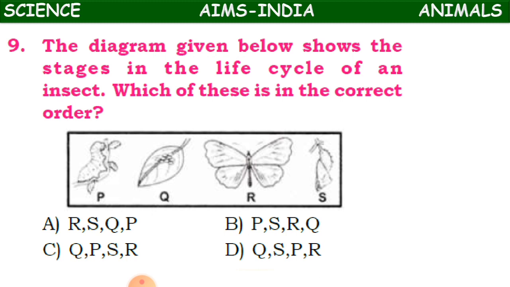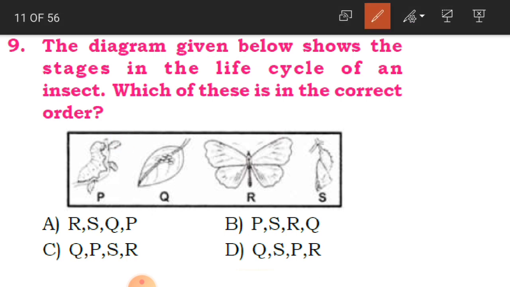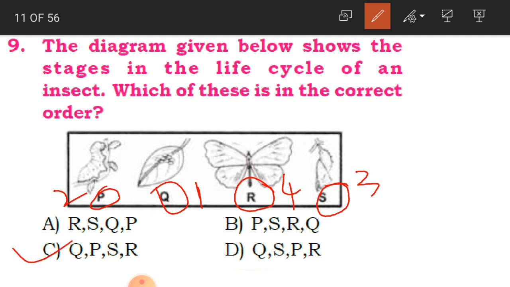So here, children, P is of the larva stage, and this is the second stage. If you see, Q is of eggs, that is the first stage. R is the adult butterfly, the final stage. We'll mark it as the fourth stage. S is of pupa, that is the third stage. So now what will be our correct answer? Q, P, S, R. So that is why C option is the correct one.